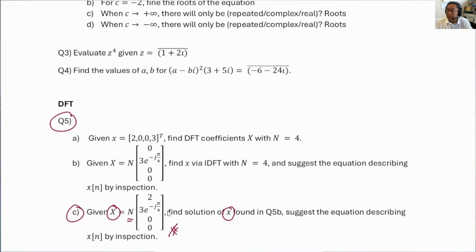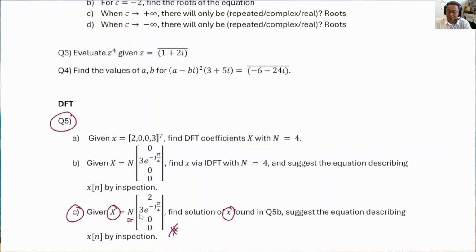In fact, this question is very related to question 5b, because you can see that the coefficients are identical for the second element of this big X. The only difference is the first element. So the question also suggests to find the equation of small x by inspection.